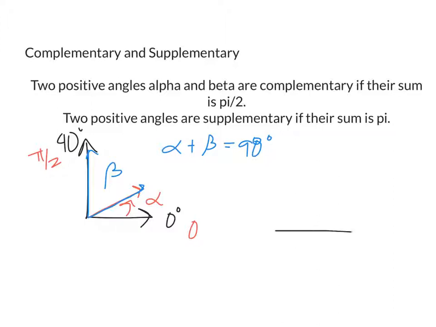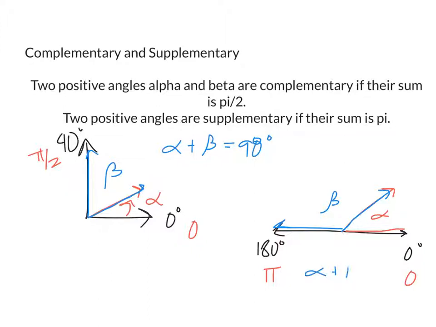In the same respect, something is considered supplementary if it goes from 0 degrees to 180 degrees. Again, with our information about radians, that would be from 0 to pi. So if I had some angle alpha, measured from here to here, and then some angle beta, maybe from here to here, alpha plus beta would equal 180 degrees or pi, whichever.